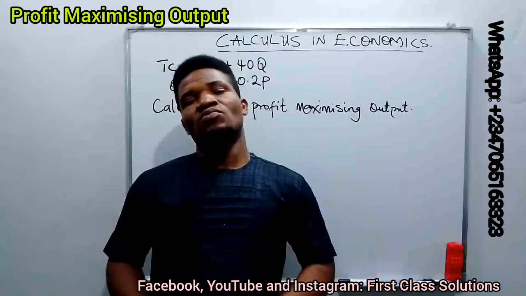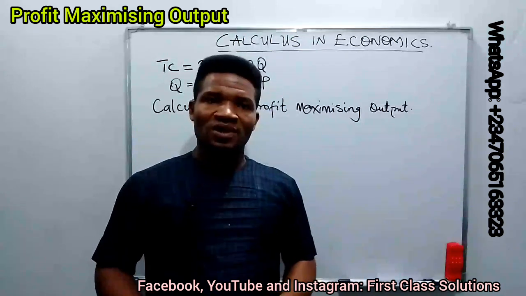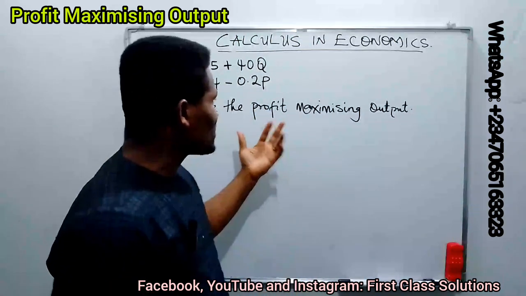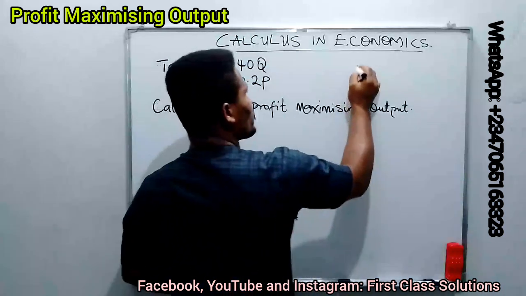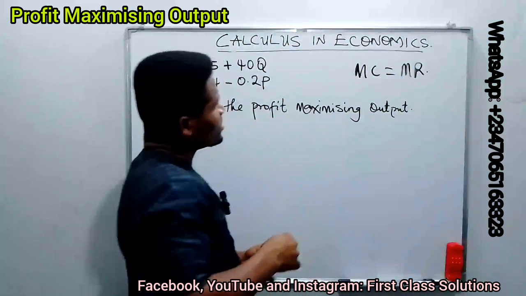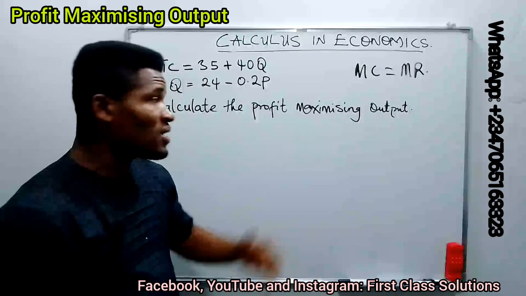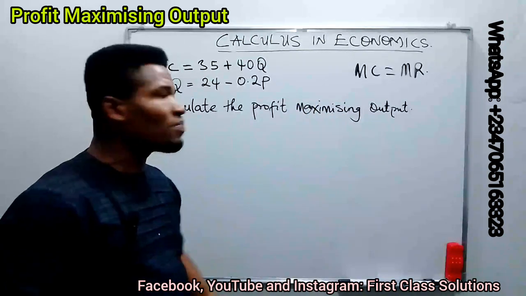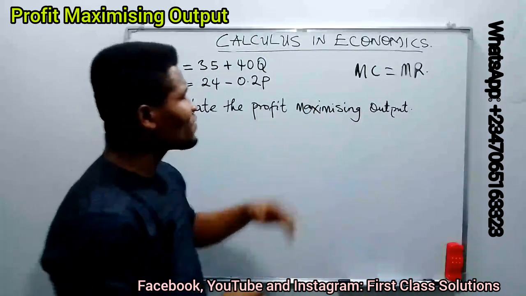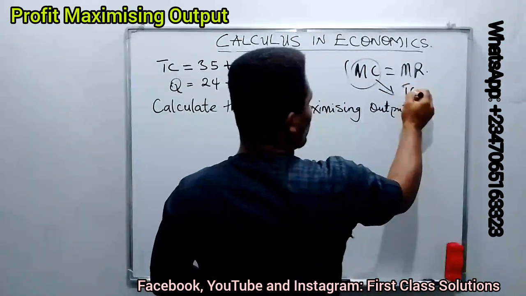Before delving into this, what we need to understand first of all is the marginalist principle. The marginalist principle states that a profit maximizing firm will be at equilibrium when its marginal cost is equal to the marginal revenue. But the marginal cost and marginal revenue are not given here. For us to get that marginal cost and marginal revenue and equate them, from which we get our profit maximizing output, we need to first of all understand that marginal cost is obtained from total cost.